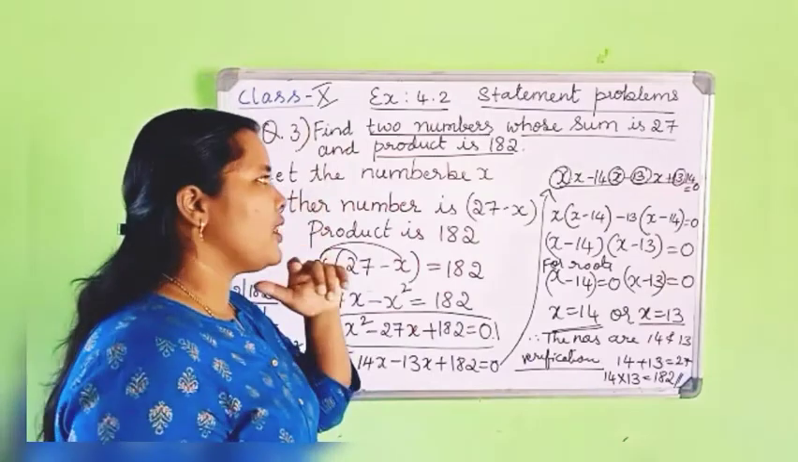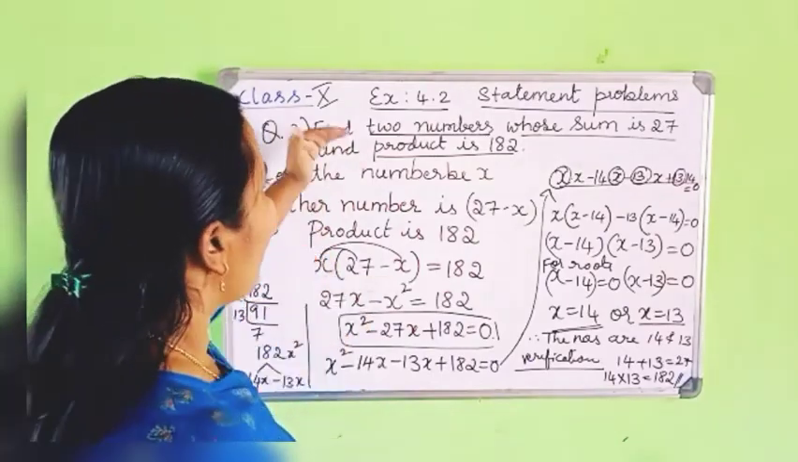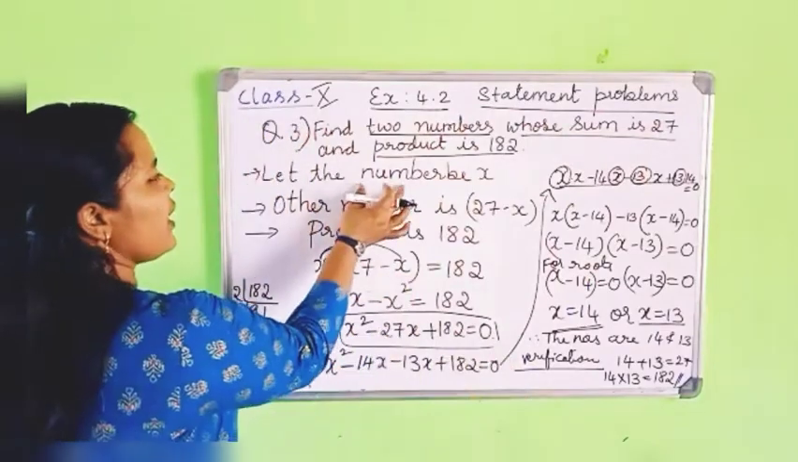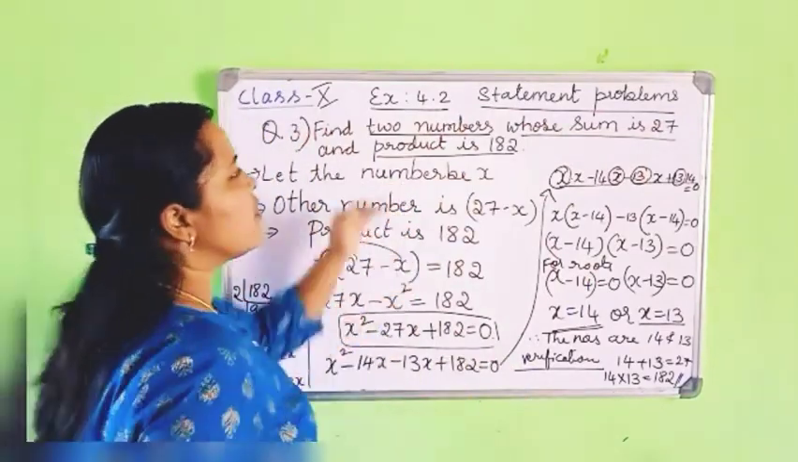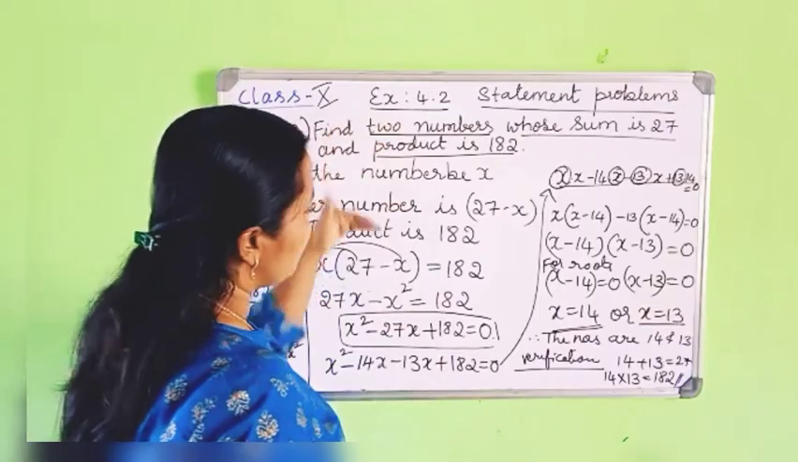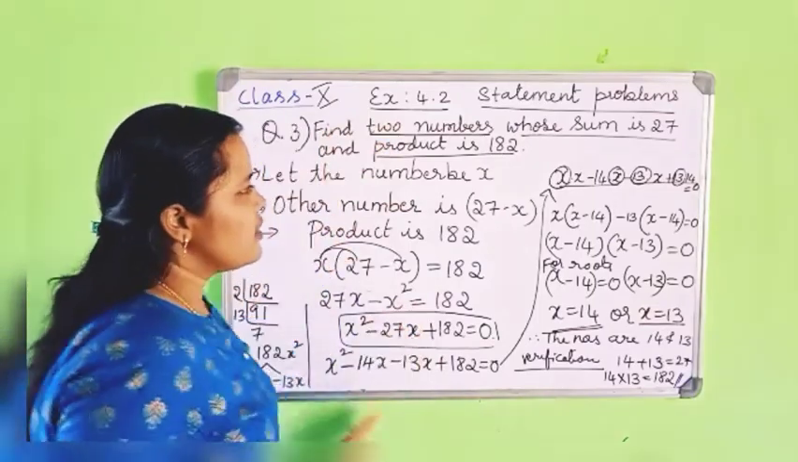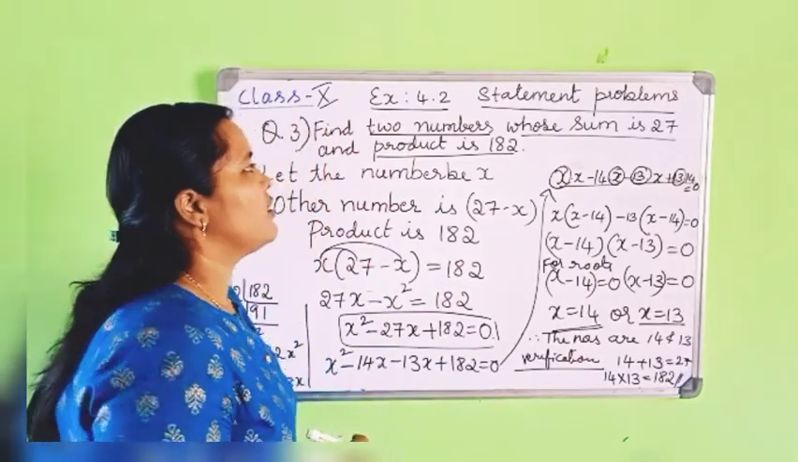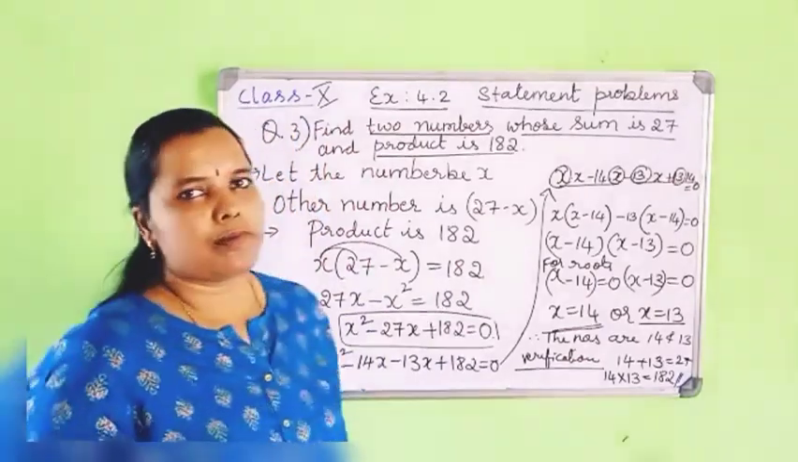So this is very important while solving, children. You have to divide the question into parts and then take one by one, convert the statement to the equation, then solve by the factorization method. So now we'll move on to question number 4.